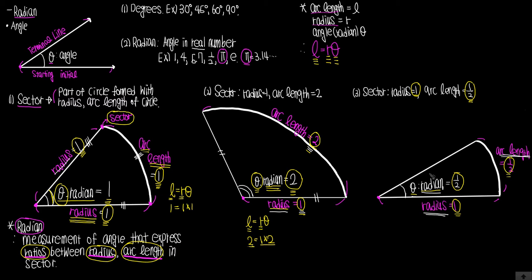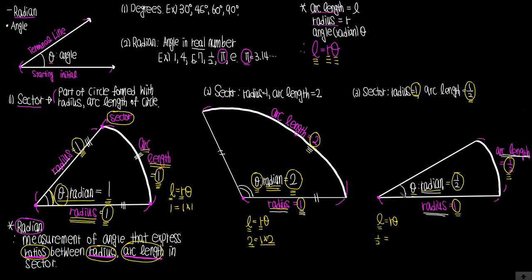And lastly, for the sector where the arc length shrank instead of increased, we can apply L is equal to R theta, and the L value, which is the arc length, is 1/2.